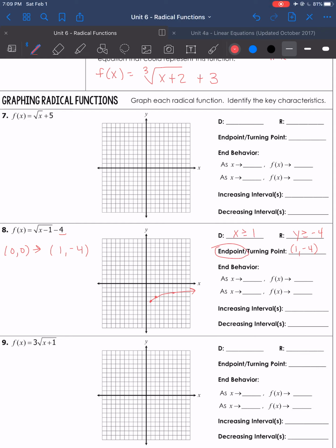Now we're going to talk about end behavior. So as x goes to infinity, f of x is going to go to infinity. Strange looking. And then I don't have a negative infinity side, so as it goes to 1, or this point right here, because that's where it stops, it's going to negative 4. My increasing interval is from 1 to infinity, and then it's never decreasing, so we don't have to worry about that.